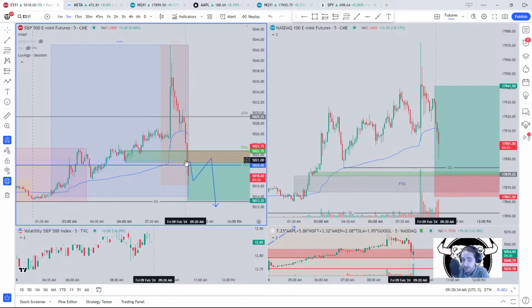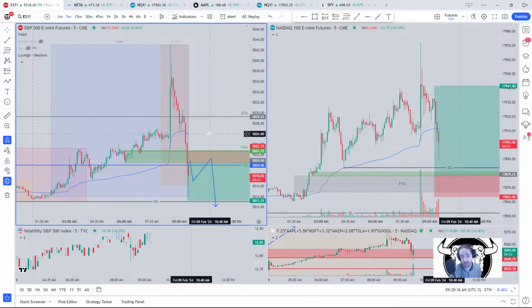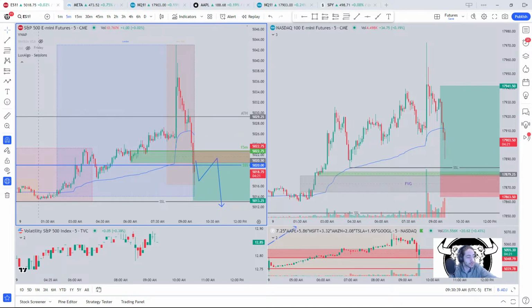Staying patient on this candle, though. I'm personally not in any trades because the market did just open. I'm not a fan of trading right off the open like that.